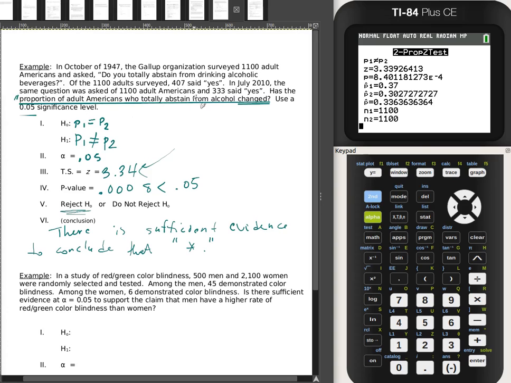of adult Americans who totally abstain from alcohol has changed. We want this thing to go here. There is sufficient evidence to conclude that the proportion of adult Americans who totally abstain from alcohol has changed.